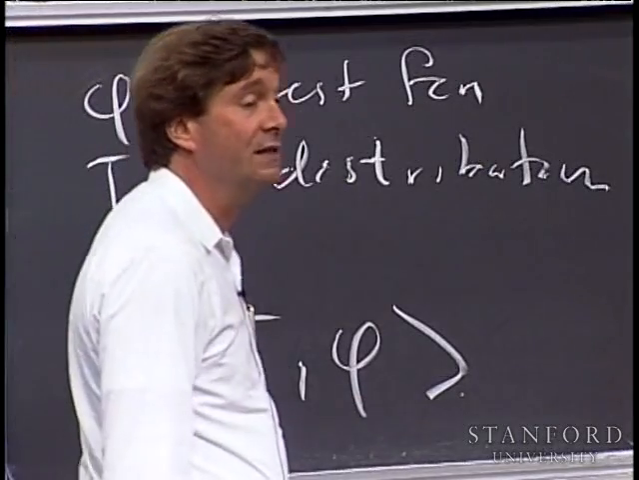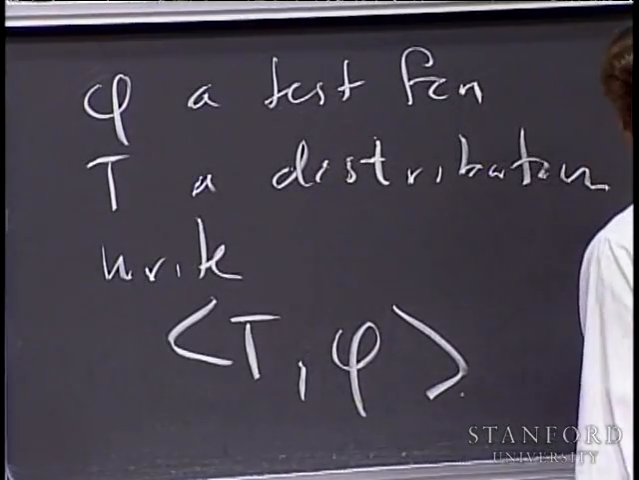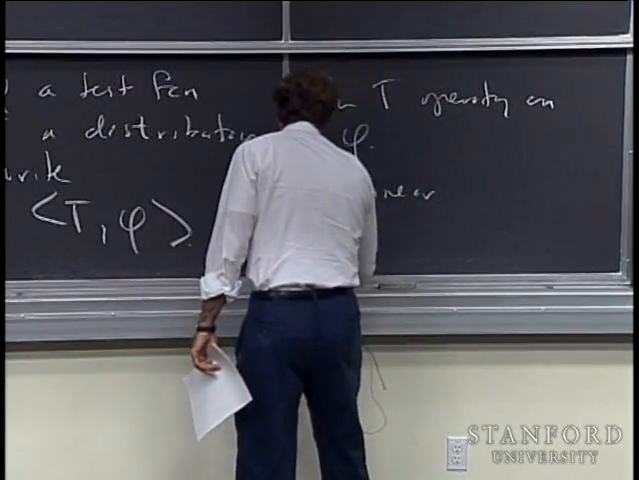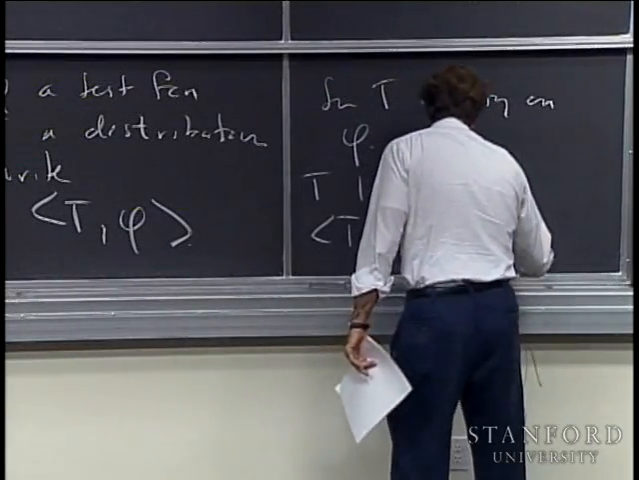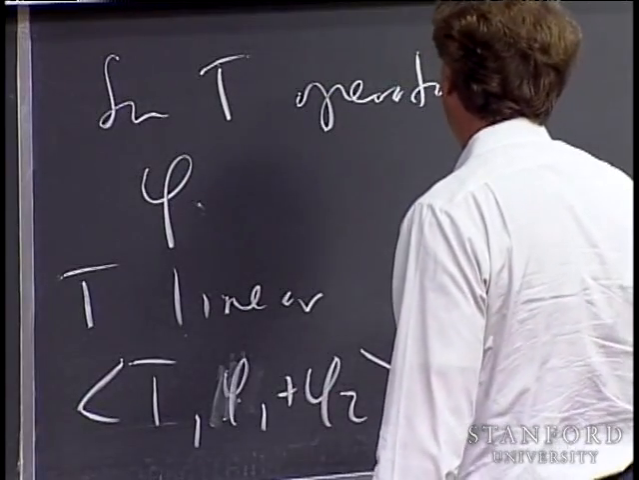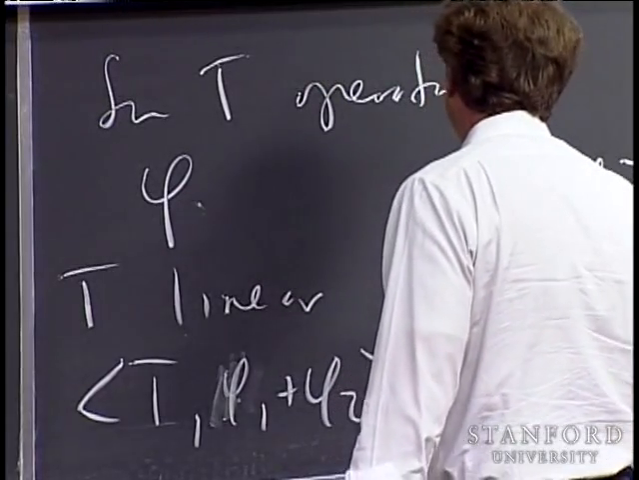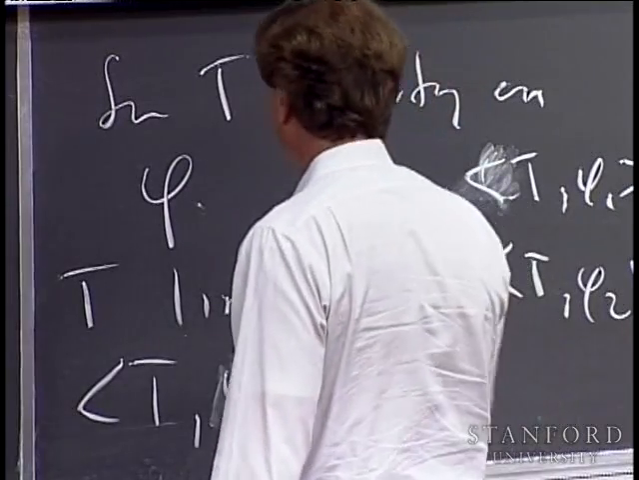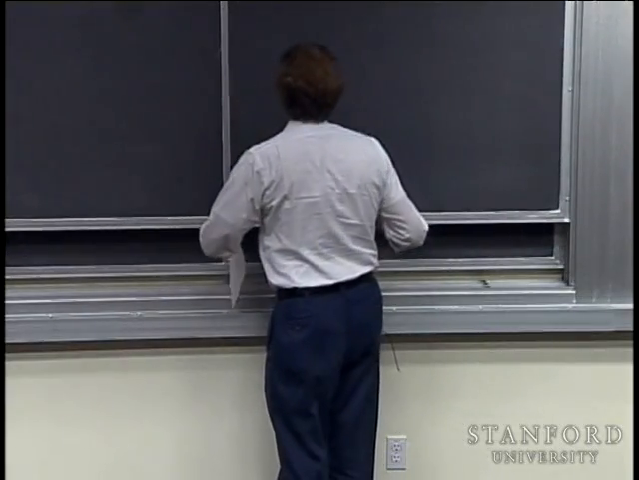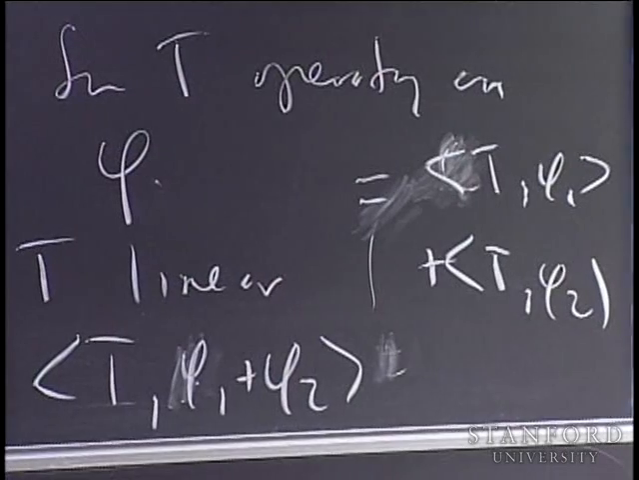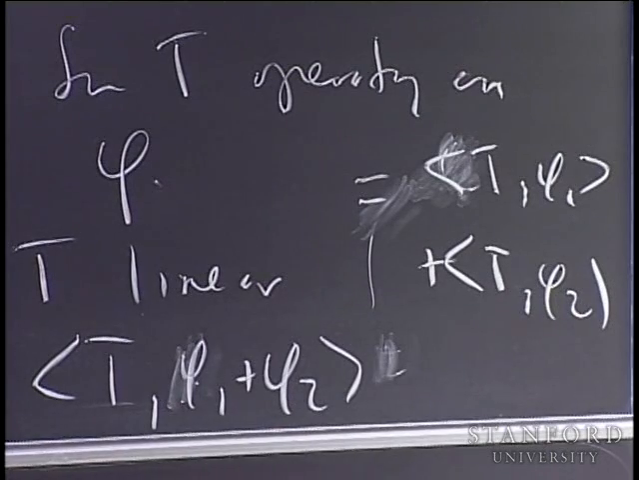So T operates on phi in such a way that it satisfies the principle of superposition, that is to say it's linear, and it's also continuous. So T is linear, meaning T of phi1 plus phi2 is the same thing as T operating on phi1 plus T operating on phi2. And the same thing for scaling: T operating on alpha times phi is alpha times T of phi. That's the property of linearity.